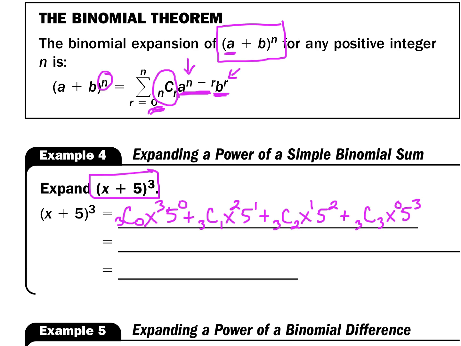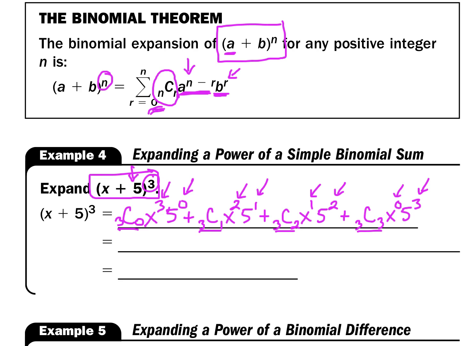So notice that my exponents on x are descending from whatever we were originally raising the binomial to the power of, so they descend 3, 2, 1, 0. And my exponents on the b term, my 5, are in ascending order starting from 0. So 5 to the 0, 5 to the first, 5 squared, 5 cubed. Okay? And then my coefficients on each of those are the possible combinations in ascending order.